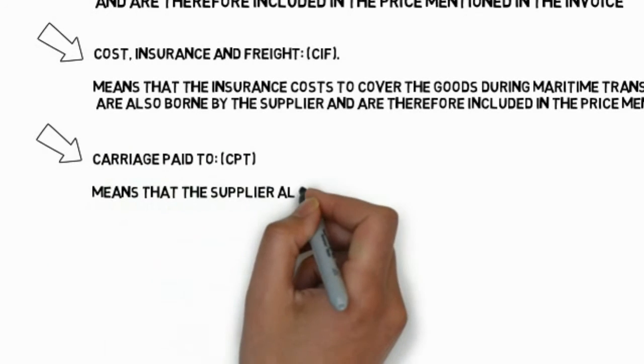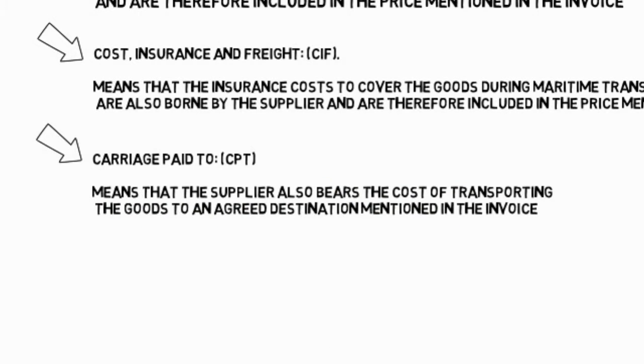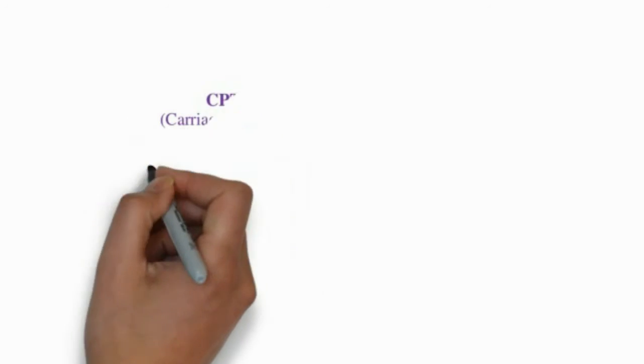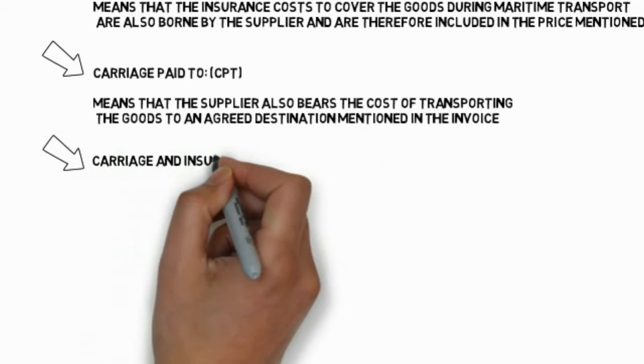Carriage Paid To, CPT. Compared to the previous invoicing method, this Incoterm means that the supplier also bears the cost of transporting the goods to an agreed destination mentioned in the invoice. This invoicing is valid regardless of the mode of transport used, and this is easily understood since the delivery of the goods to the agreed place of delivery will necessarily require the use of several modes of transport.